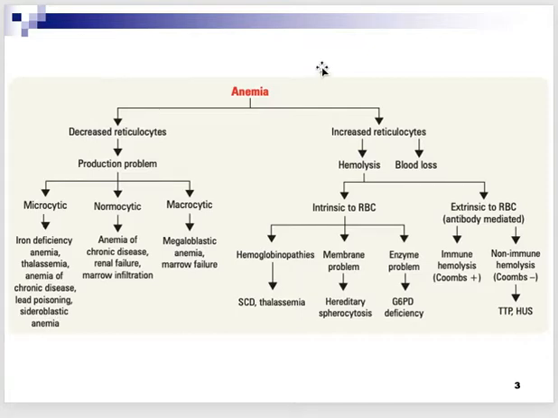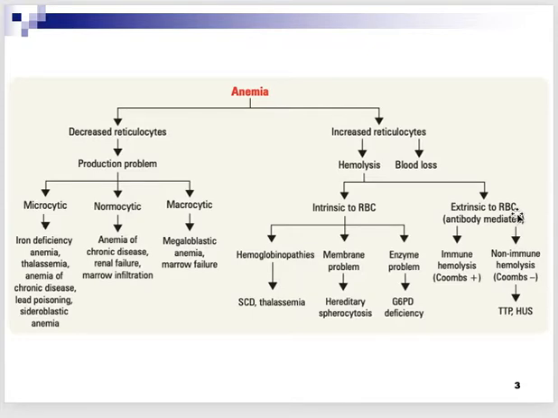So the first thing we see is either an increased reticulocyte count or a decreased reticulocyte count. If the reticulocyte count is increased, it means the body is producing more and more cells. The reasons could be two: blood loss or hemolysis. And whenever it is hemolysis, the causes could be intrinsic to the RBC, like the problem is lying within the RBC, or extrinsic to our RBCs, like something from outside is causing hemolysis.